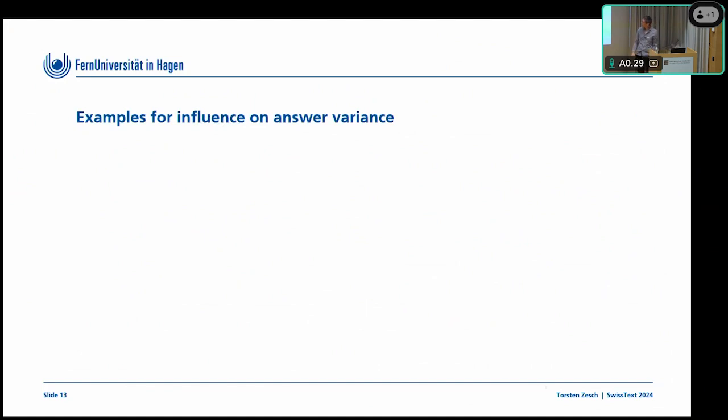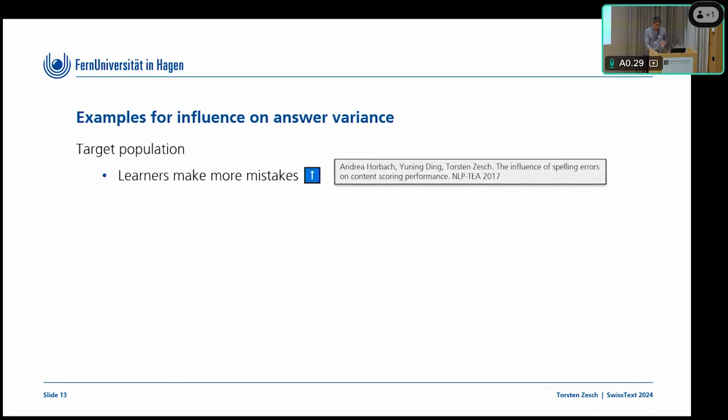What factors are influencing the variance? Apart from some trivial ones, one that I want to point out is the target population. If you have very early language learners, they make a lot of mistakes, so a lot of the vocabulary that you're seeing is out of vocabulary, and that makes it hard. But we looked at this, and most systems use subword embeddings or character bigrams or whatever, so they can to some extent deal with that, and it's not really a problem.